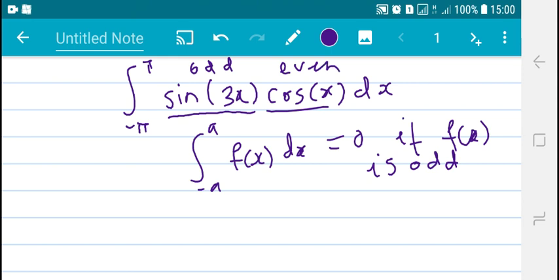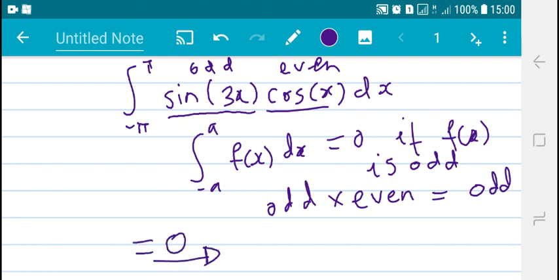So what happens when you multiply an even function with an odd function? Odd times even actually gives you odd. And hence we got an odd function over a symmetrical interval. And so the actual answer here should be 0. That's how you evaluate this in less than 2 seconds.